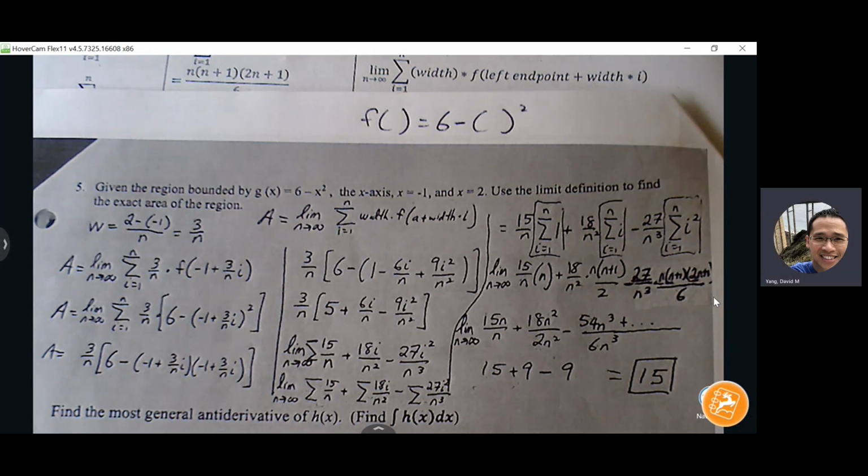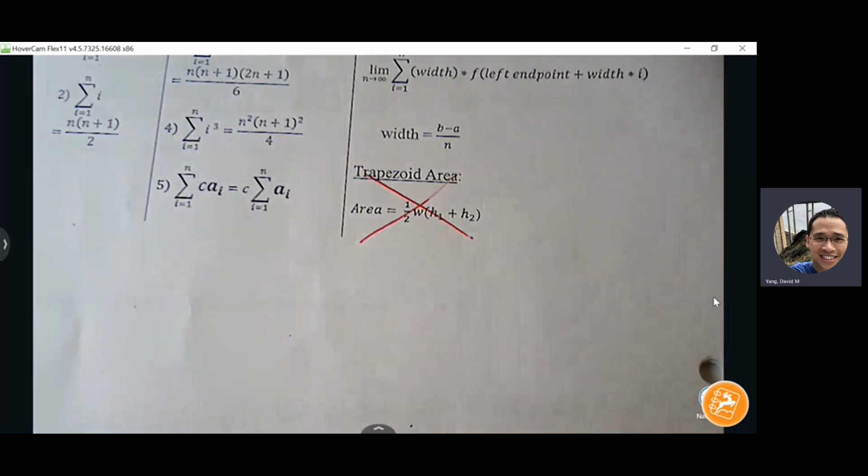Okay, number 6. Find the most general antiderivative. This just means take the antiderivative of this expression, but we have to go through the power rule. Before we get to the power rule, we have to take care of a couple of things.